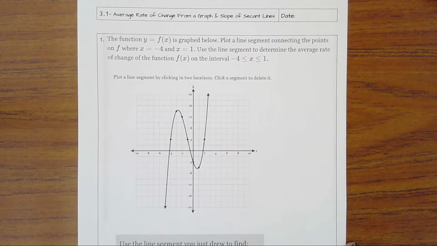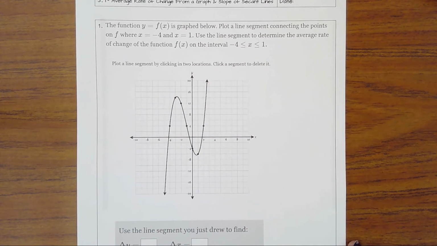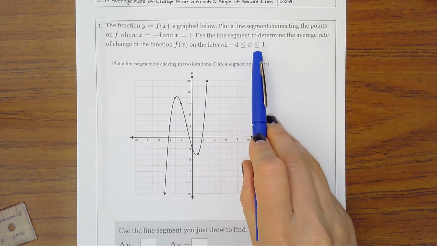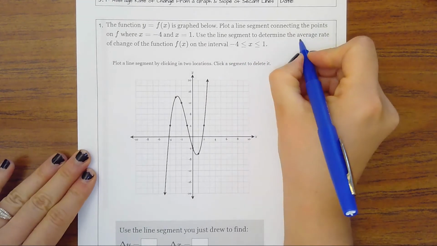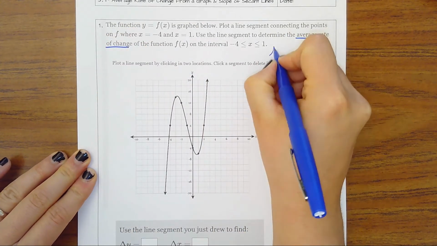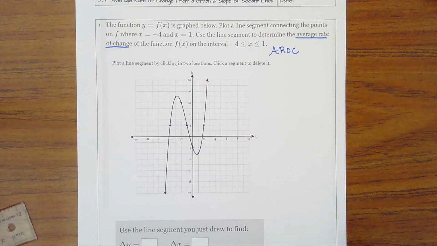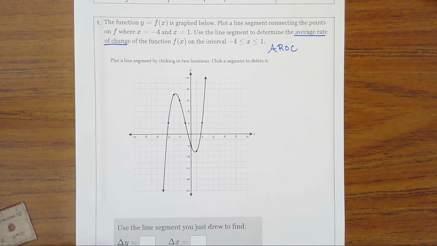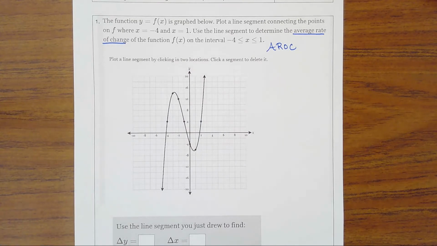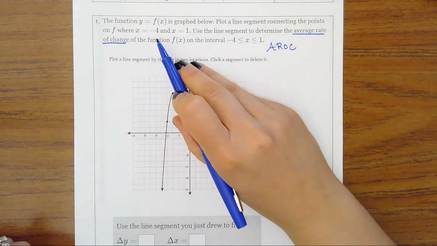Number 1 says the function y equals f of x is graphed below. Plot a line segment connecting the points on f where x equals -4 and x equals 1. Use the line segment to determine the average rate of change of the function f of x on the interval between -4 and 1. This average rate of change, sometimes you might see capital AROC, average rate of change. An average we know is not always super precise. So that's what I need you to know: we're averaging the rate of change, but it's not a super precise number.